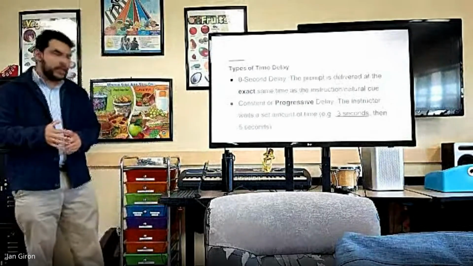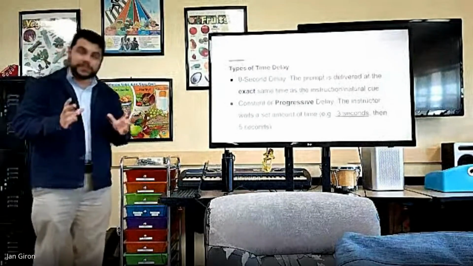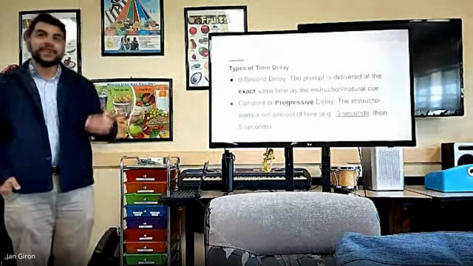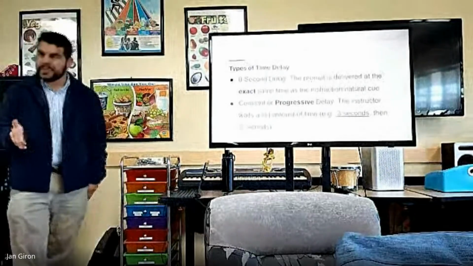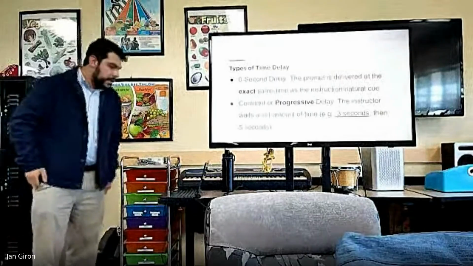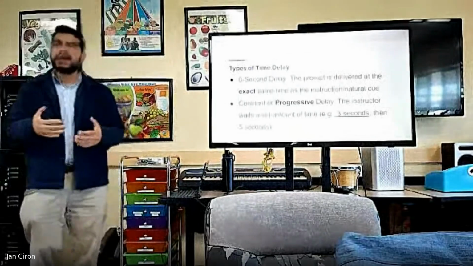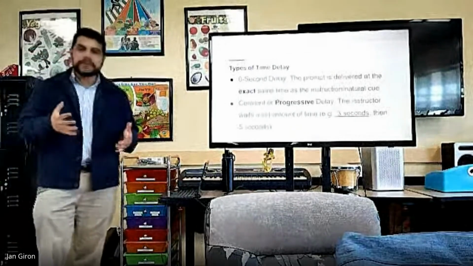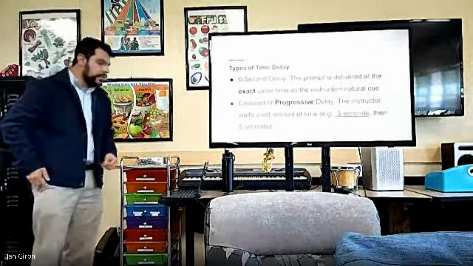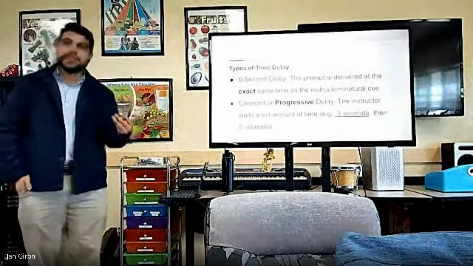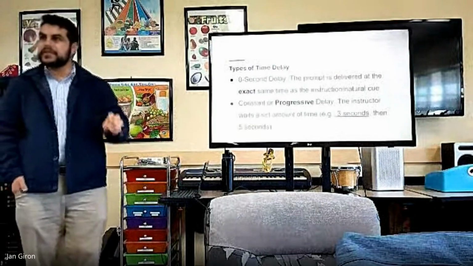So there are a few types of time delay prompting. The first one is zero second delay, or 0 seconds. This essentially, yeah, you just provide the prompt right at the moment of the instruction or the SD. This is initially where you would start, and as the client demonstrates compliance and cooperation with the prompt, we would then move on to a progressive delay, so they can respond with 0 seconds, just fine.